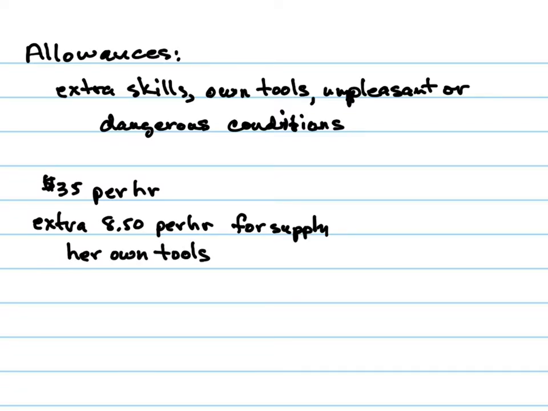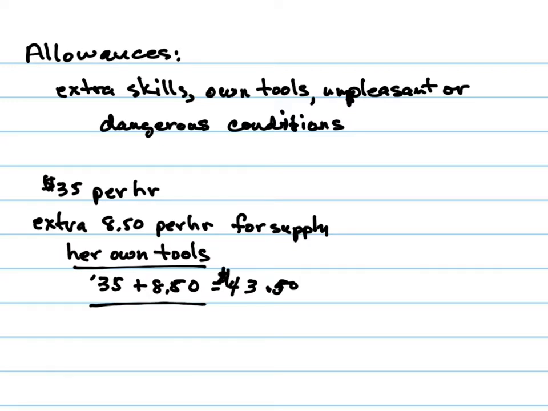So we have two distinct rates. $35 per hour when she's just working, and then an extra $8.50 per hour when she supplies her own tools. So we could take that 35 plus that 8.50 and say that when she supplies her own tools, she's going to get $43.50 per hour. So you don't have to think of these individually. This is an hourly rate, so you could go ahead and just add that up and find out what that rate would be for those particular amounts of time.